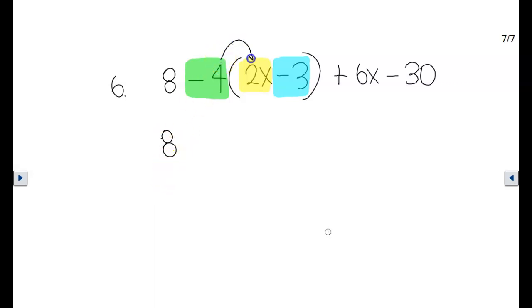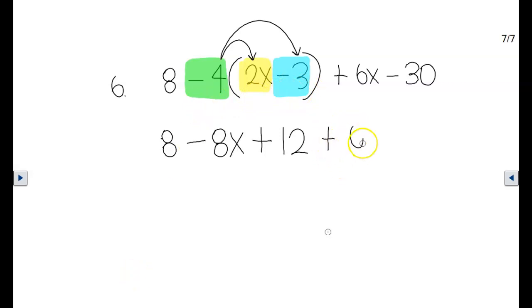You're going to do negative 4 times 2x. Negative 4 times 2 is negative 8. Don't forget to reattach the x. Don't lose that variable part. Then you're going to do negative 4 right here times negative 3. Negative 4 times negative 3 is positive 12, so I put plus 12. Now at that point, distributive is over because both members of the group have been multiplied by that negative 4 that was in front of the group.